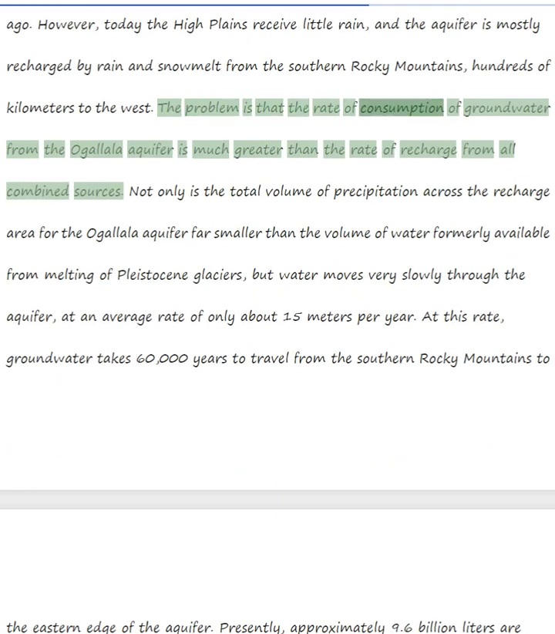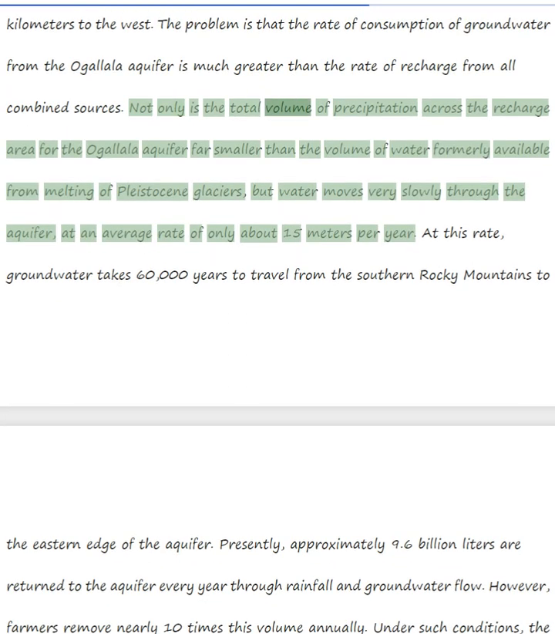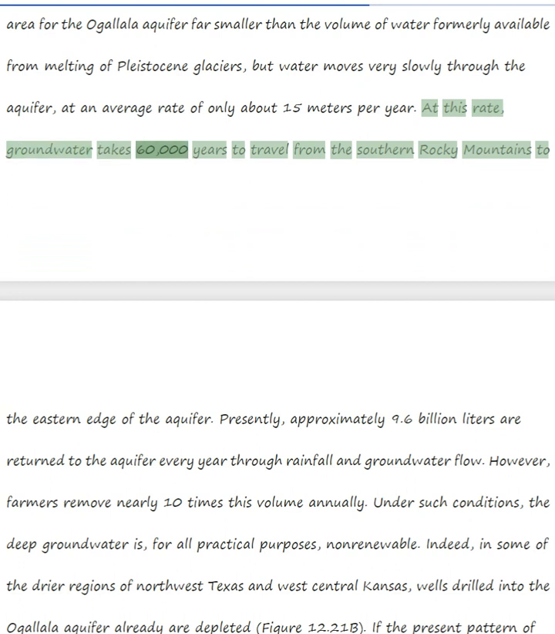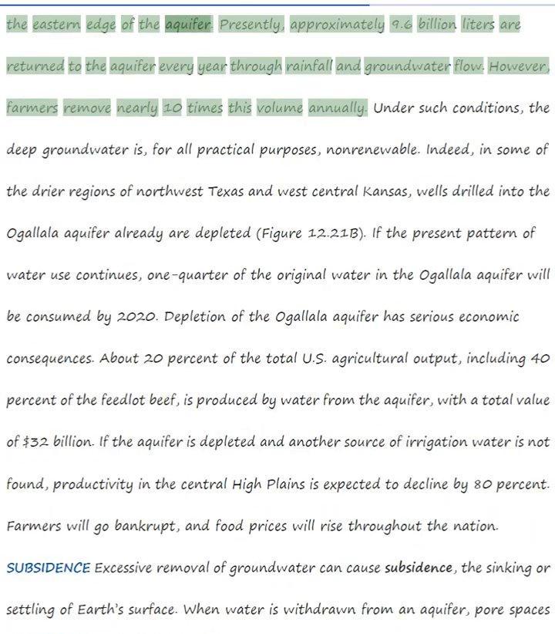The problem is that the rate of consumption of groundwater from the Ogallala Aquifer is much greater than the rate of recharge from all combined sources. Not only is the total volume of precipitation across the recharge area for the Ogallala Aquifer far smaller than the volume of water formerly available from melting of Pleistocene glaciers, but water moves very slowly through the aquifer, at an average rate of only about 15 meters per year. At this rate, groundwater takes 60,000 years to travel from the southern Rocky Mountains to the eastern edge of the aquifer. Presently, approximately 9.6 billion liters are returned to the aquifer every year through rainfall and groundwater flow.